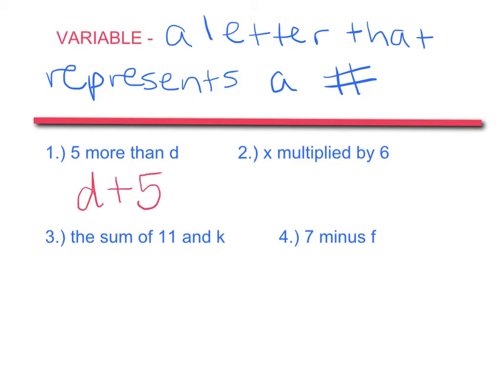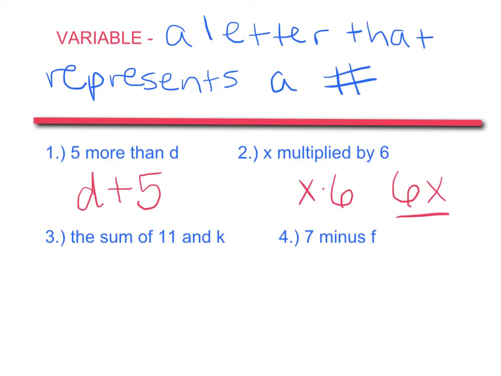Let's look at 2. X multiplied by 6. Well, I would have X times 6. We use the dot for times now. Or you could rewrite that and actually put 6x. You'll see 6x a lot more than you'll see x times 6.